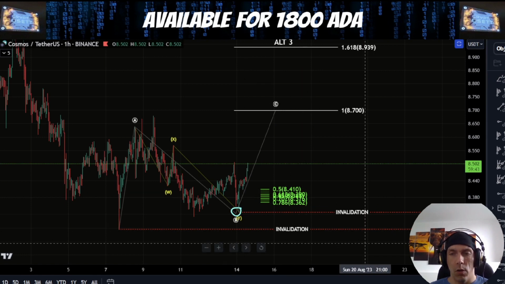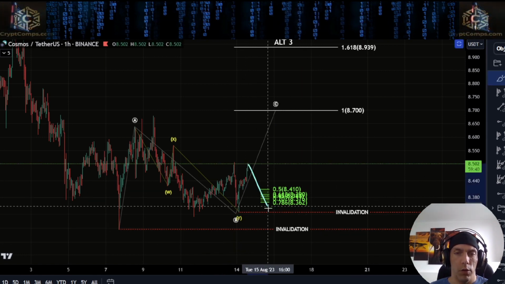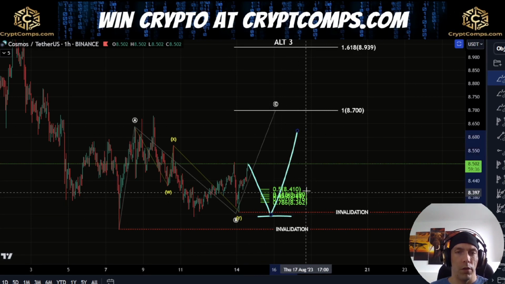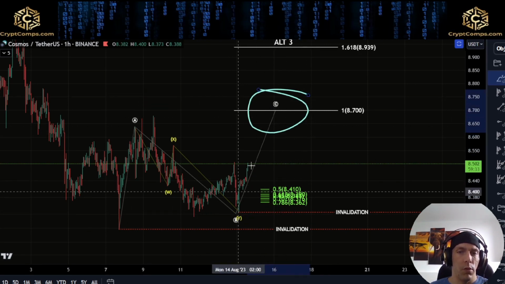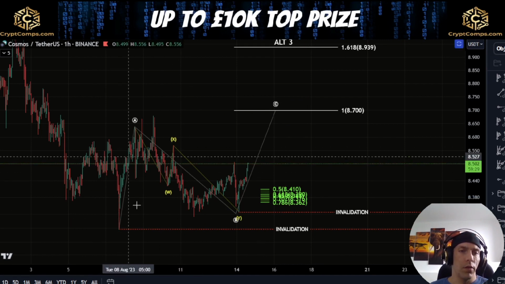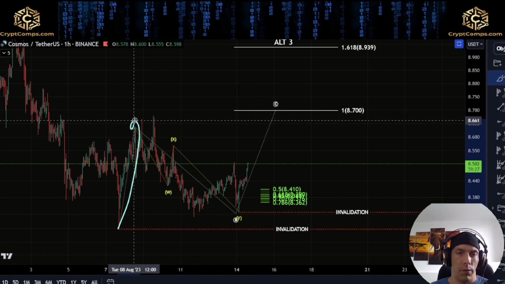But as long as we actually hold this lower $8.26, even if we do see a small breakdown past this level and then still look to push to the upside, it is still possible that we could look for the C wave. But like I said, invalidation would be this $8.26. Now within this idea, what we'd be saying is that we have this as a 5-wave move here.